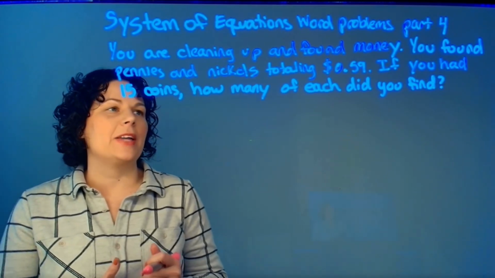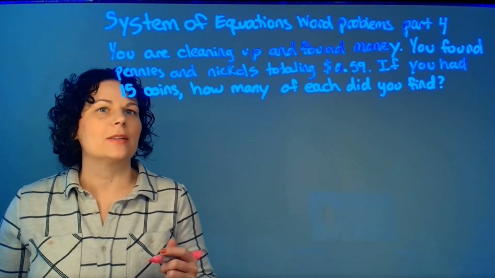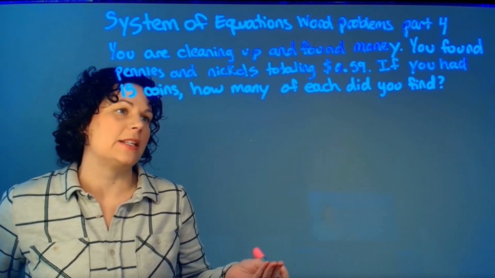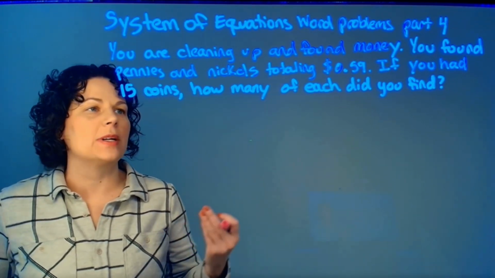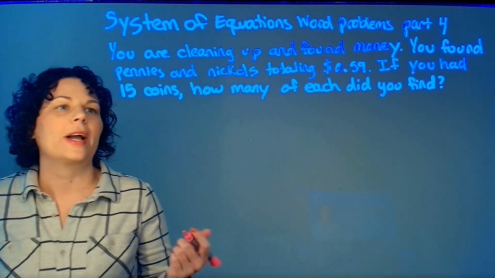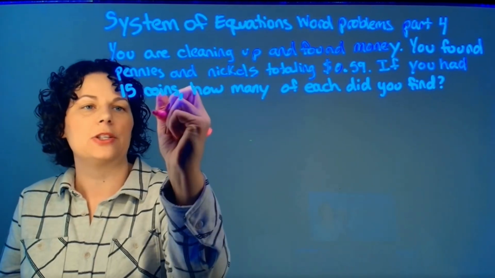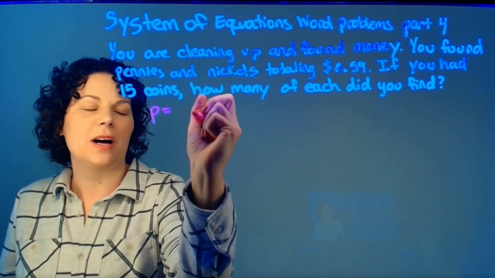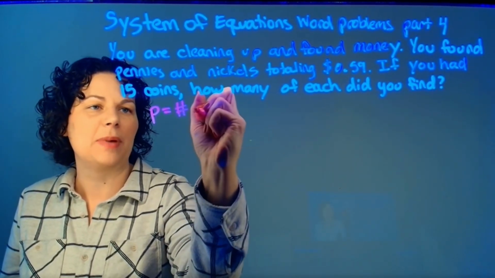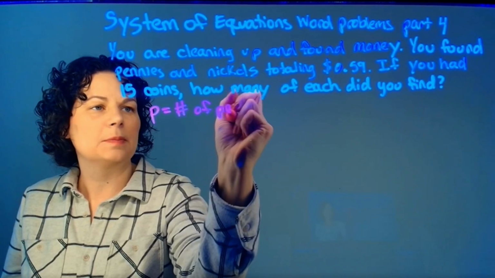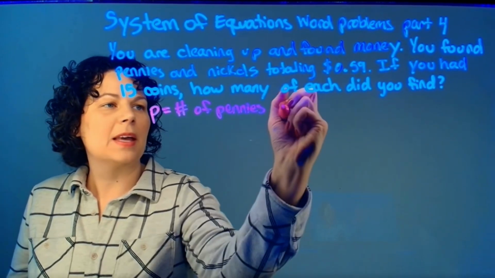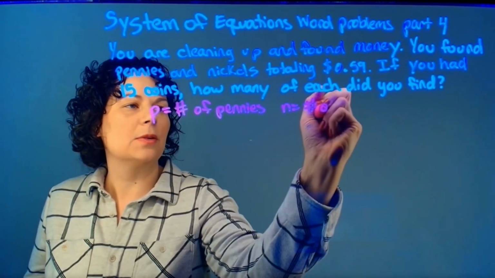You are cleaning up and you found money. Yay, money! You found pennies and nickels totaling 59 cents. If you had 15 coins, how many of each did you find? Okay, so we're looking for how many I had of each. So I'm going to define my variables and say P is the number of pennies, and N equals the number of nickels.